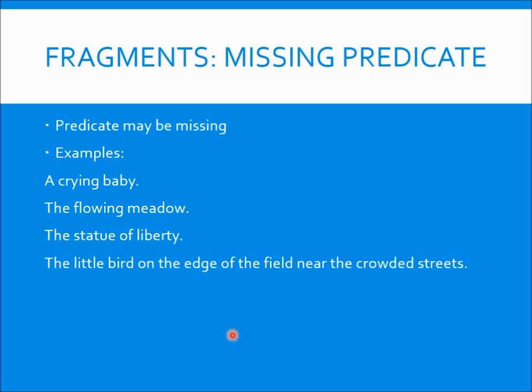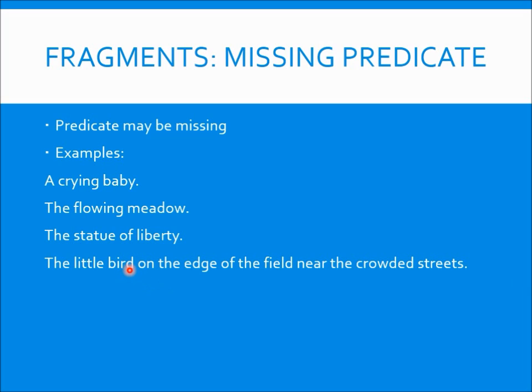Now, a lot of times people think that as long as it's a lot of words, that means you have a sentence. That's not true. We said a sentence has to have a subject, it has to have a predicate, and express a complete thought. Well, let's look at this example. "The little bird on the edge of the field near the crowded streets." Well, it's long enough. It's got to be a sentence, right? No, it's not. We know that the subject, what the sentence is about, is the bird. And all the rest of these are a series of prepositional phrases.